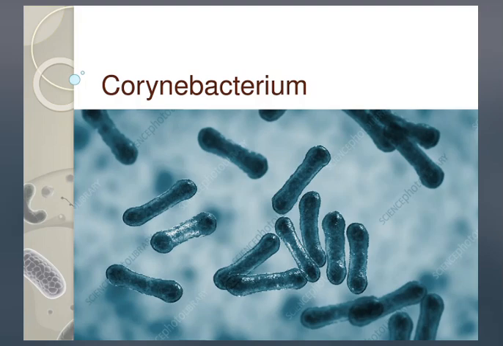Let's start by focusing on Corynebacterium, a genus of bacteria that plays an important role in both health and disease. These bacteria are rod-shaped with slightly rounded ends, and their structure is key to understanding how they behave and interact with the human body. Knowing their basic form helps us appreciate their biological functions and pathogenic potential.